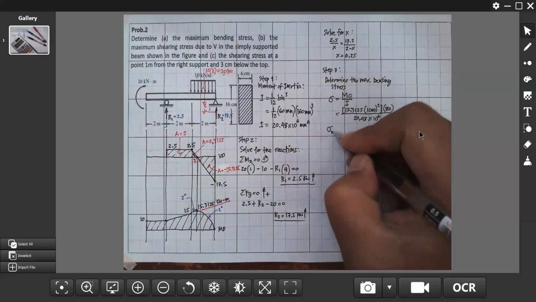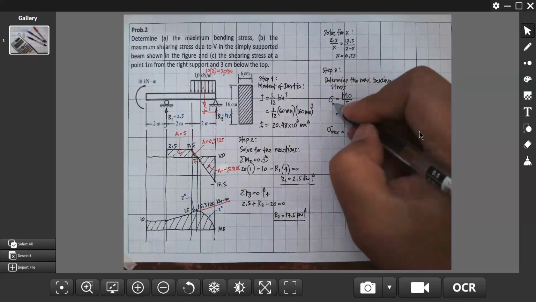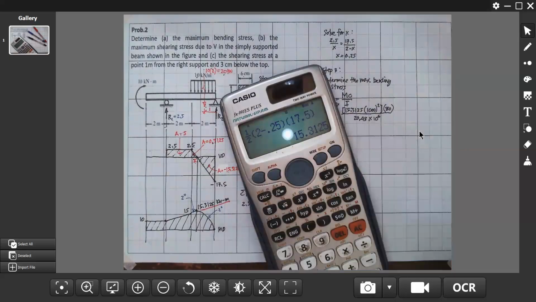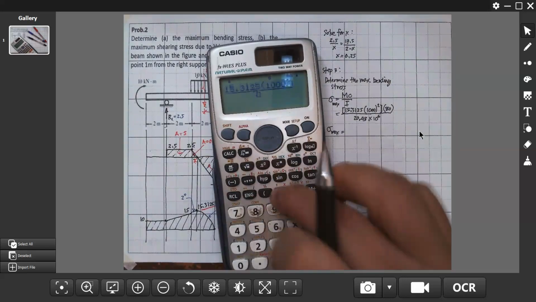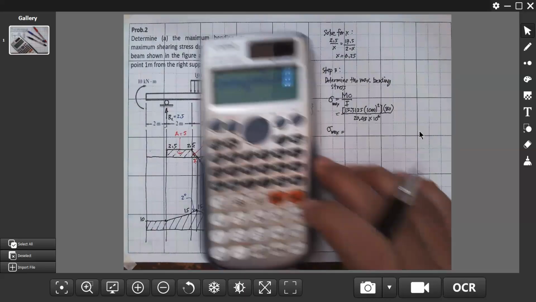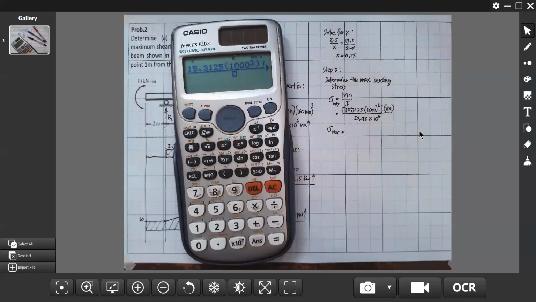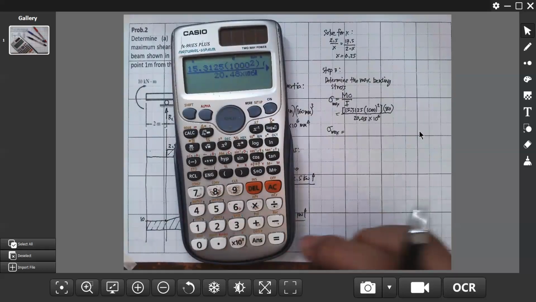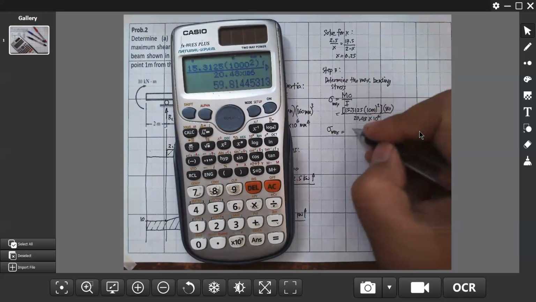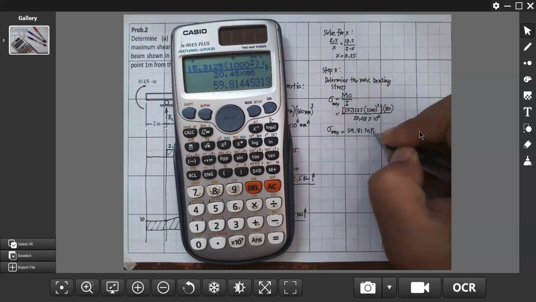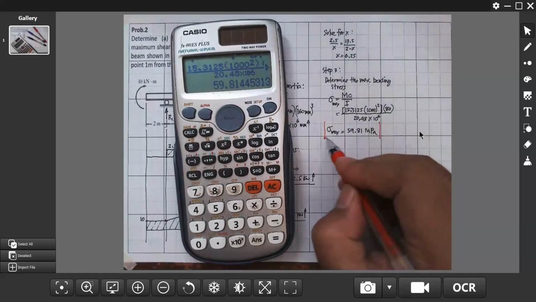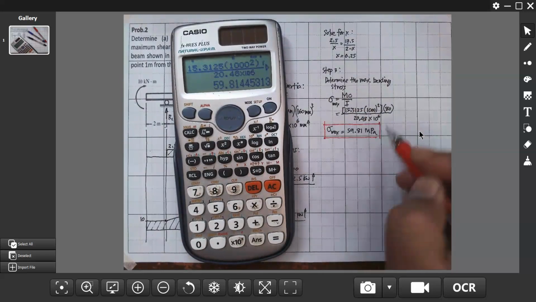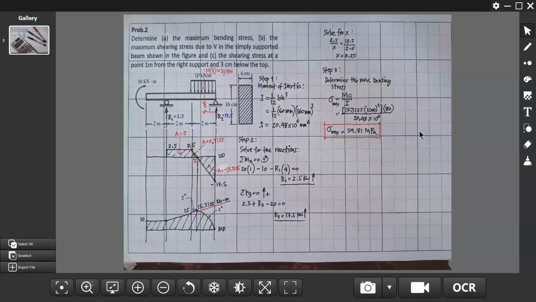And we have our maximum bending stress: 15.3125 times 1,000 squared times 80 divided by 20.48 times 10 to the 6, which is 59.81 megapascal. This is our maximum bending stress.